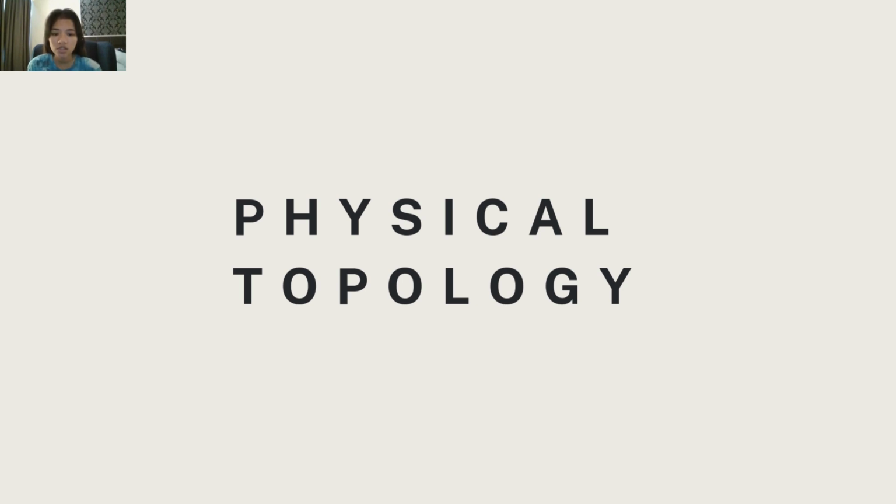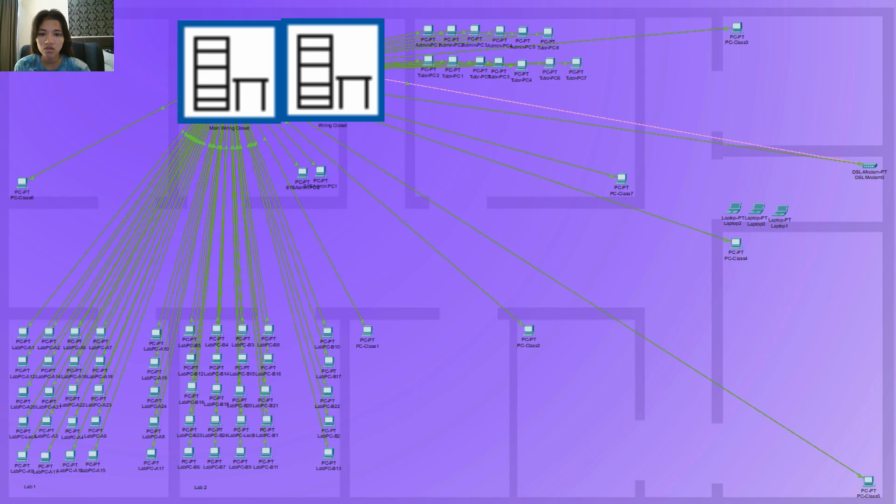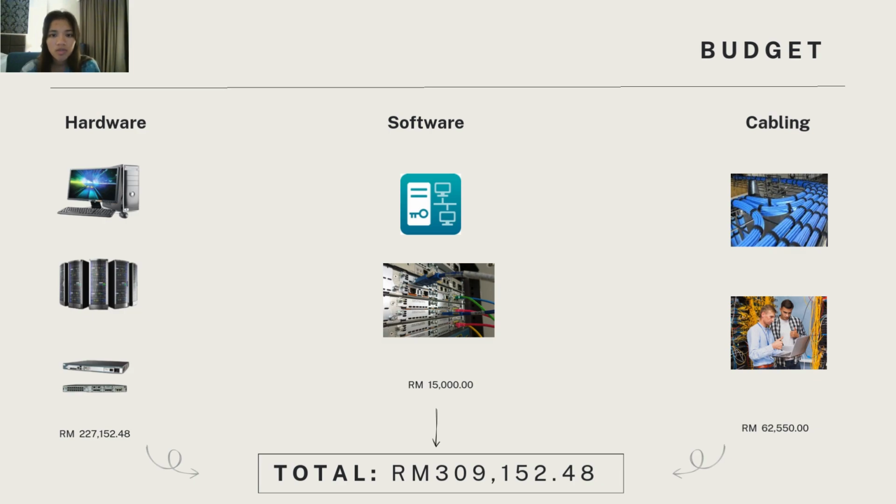Next, in the physical topology, this is our physical topology, and this is the PC. For the larger part, the hardware costs 227,153 ringgit and 48 cents, while the software costs 15,000, and the camera costs 63,550 ringgit. The total cost is 309,152 ringgit and 48 cents. That's all.